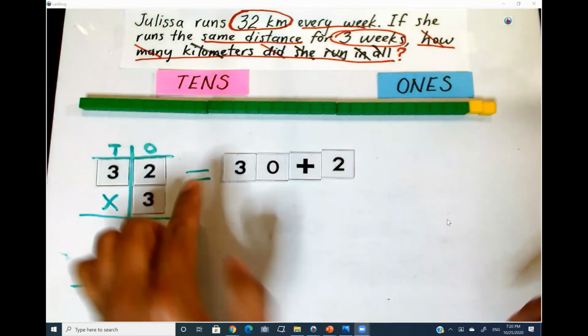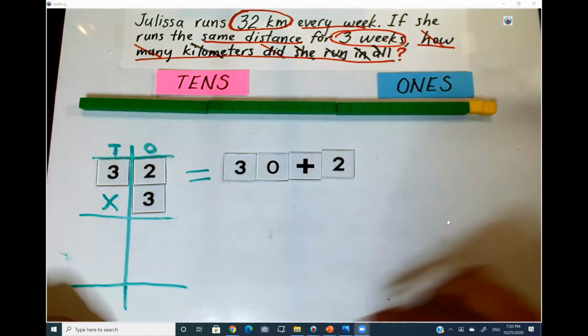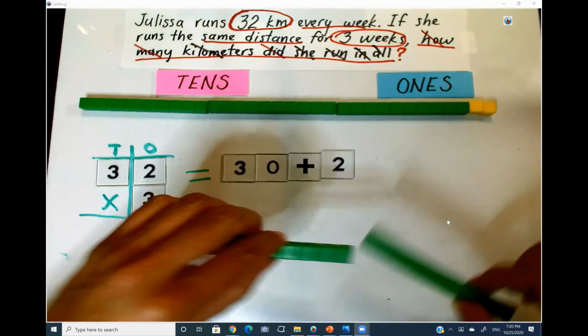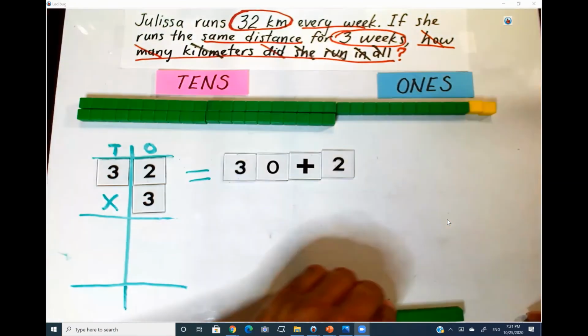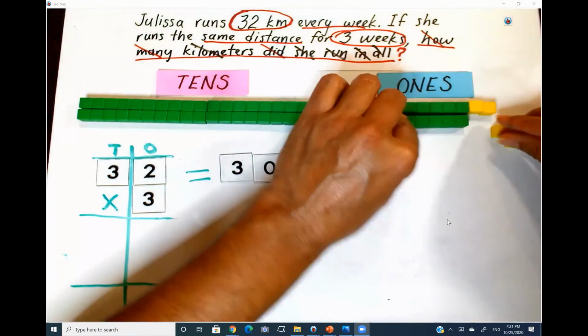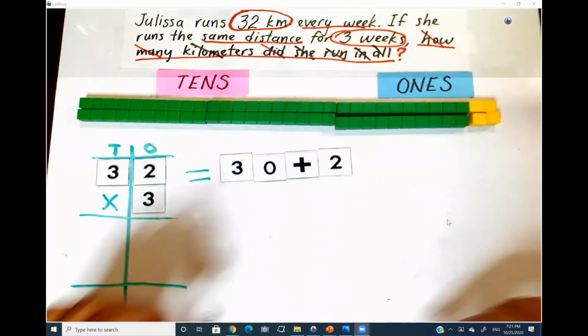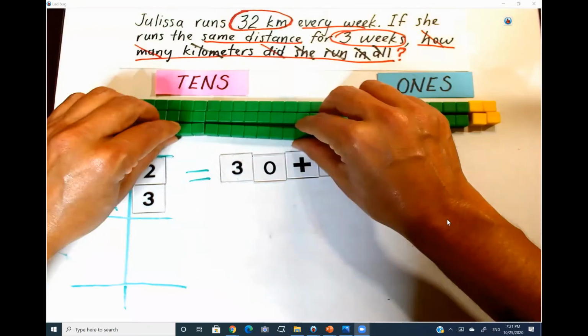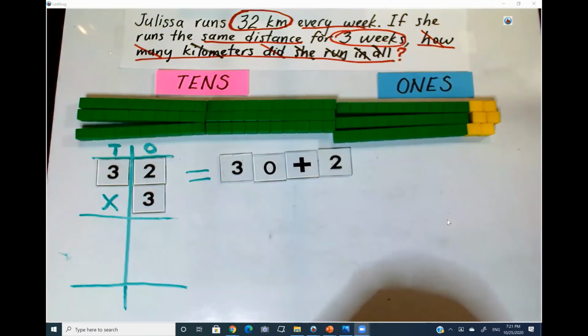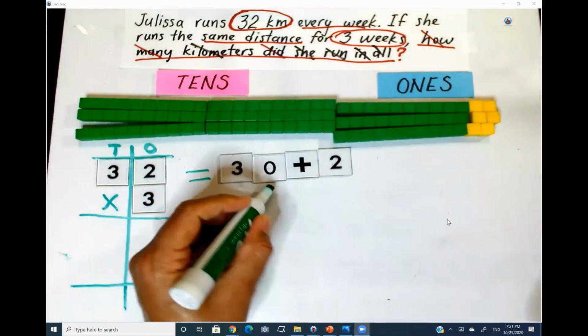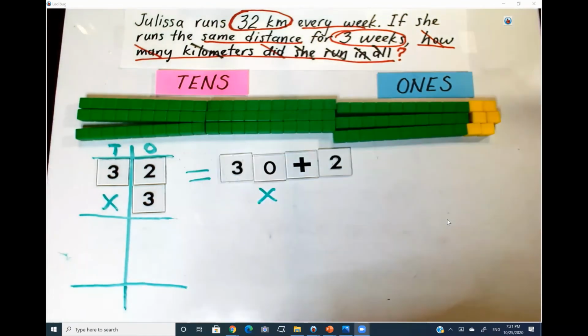Now, those numbers are repeated 3 times. So 32 1 time, 32 2 times, and 32 3 times. So that's how we're going to multiply times 3.